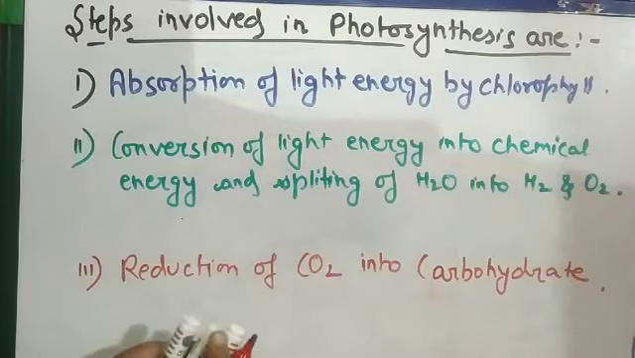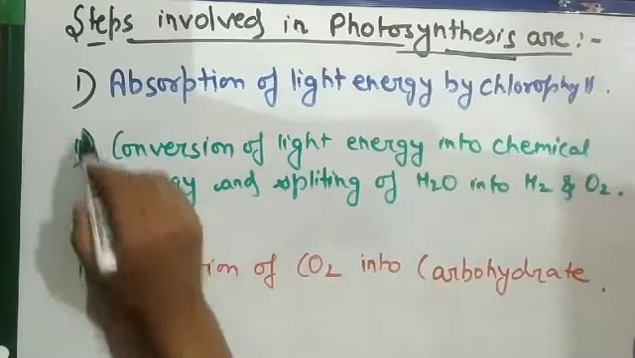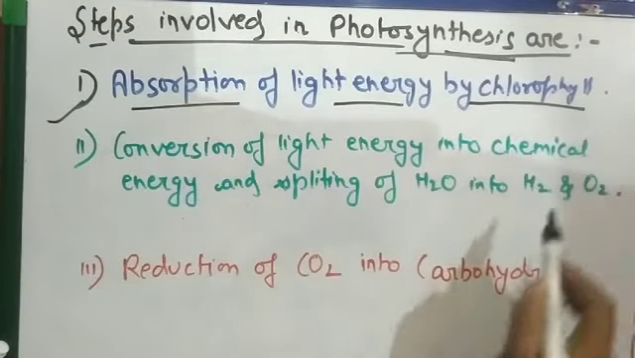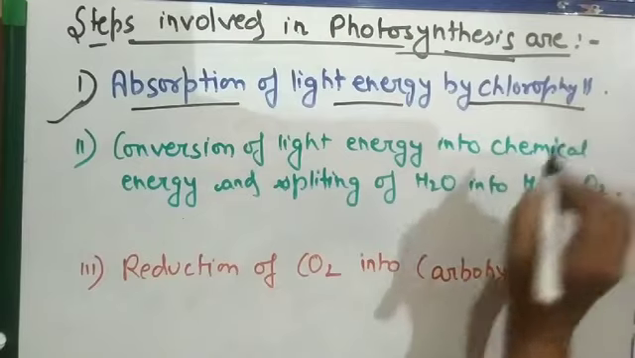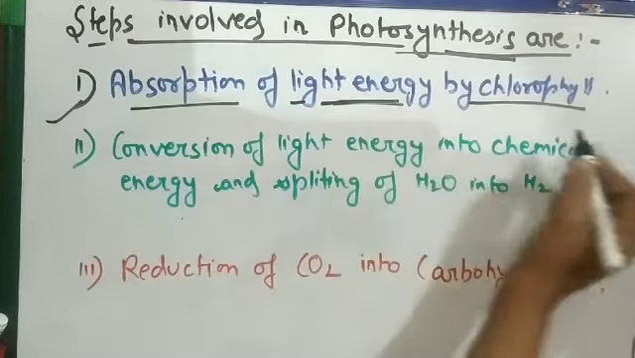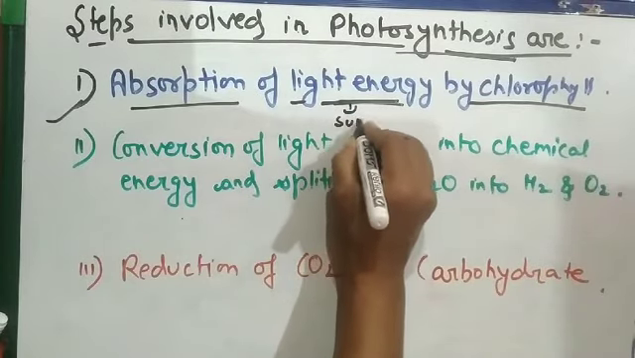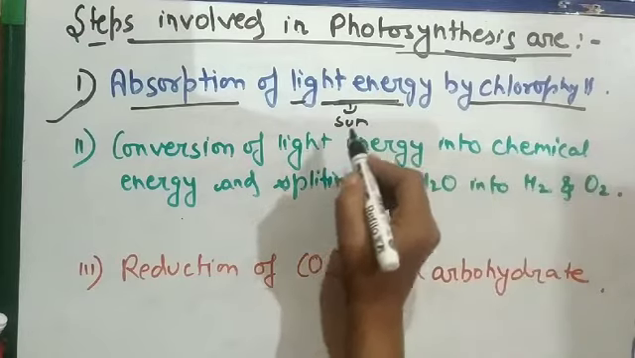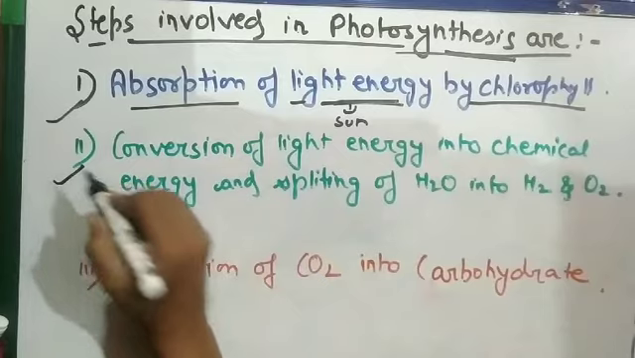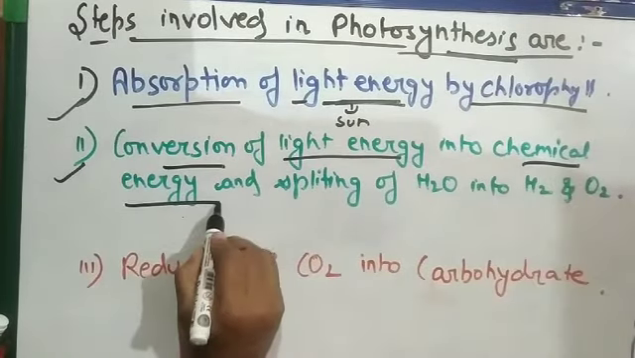So the 3 steps involved in photosynthesis are: the first step is absorption of light energy by chlorophyll. As we have studied, the chlorophyll molecule absorbs the sunlight energy. So at first what happens? The chlorophyll molecule absorbs the light energy given by the sun. So this chlorophyll molecule traps this light energy. Then in the second step what happens? This light energy is converted into chemical energy.